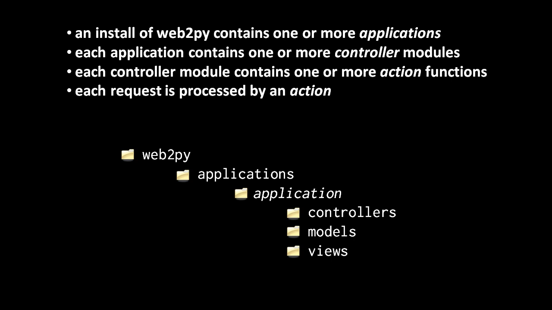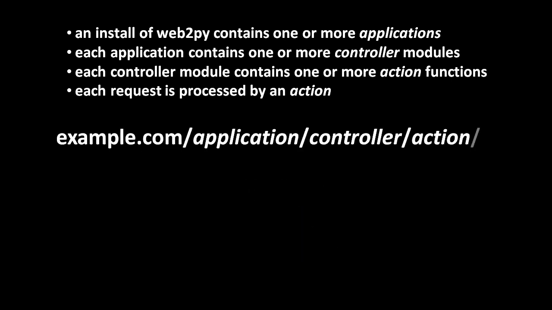So given an incoming request, how does Web2Py decide which action to execute to process that request? Well, the pattern is simply that, looking at the path of the URL, first is specified the name of the application, and then after a slash is specified the name of the controller module, and then after another slash is specified the name of the particular action function within that controller module. And after the action name, we can put another slash, but that's just optional. It doesn't matter if we put one there or not.